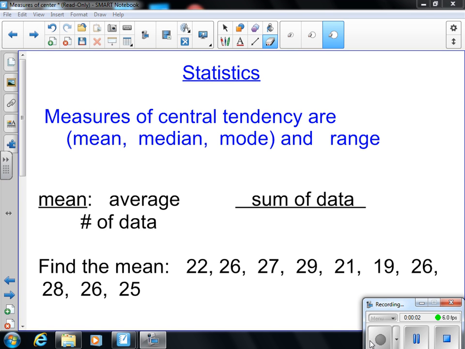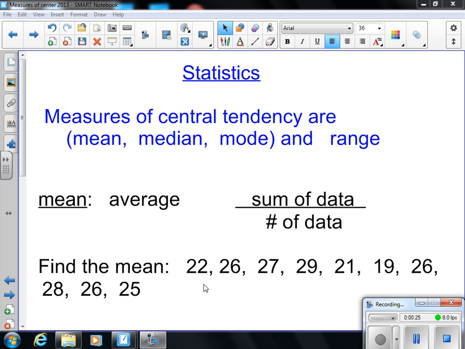Today we're going to be working on statistics, and we're going to be looking at the measures of central tendency. Now the measures of central tendency are just the mean, median, and mode, what I call the M&M club. Oftentimes we throw range in that as well, and we'll talk about that, but we're looking at only the mean, median, mode as the measures of central tendency.